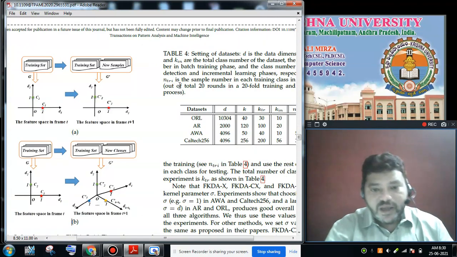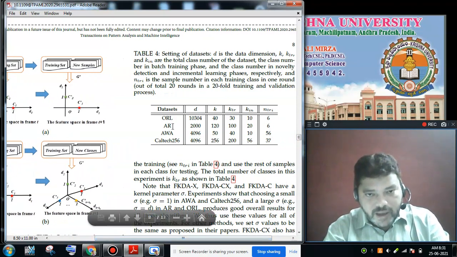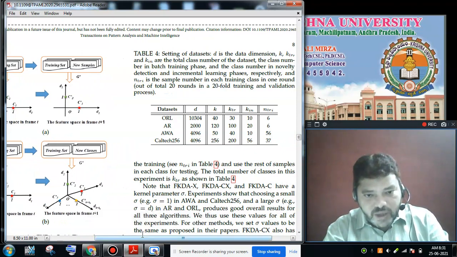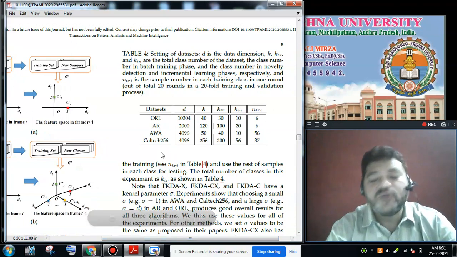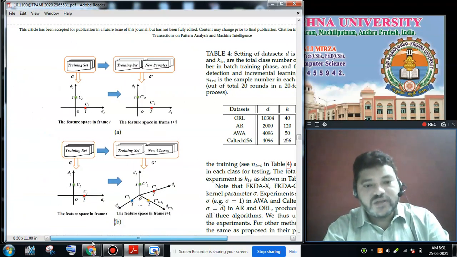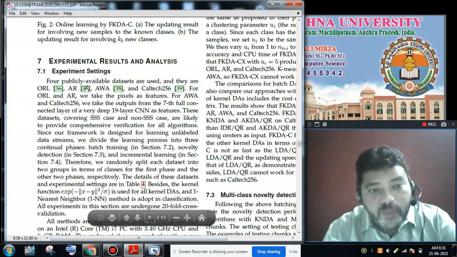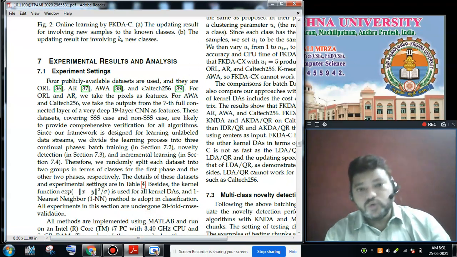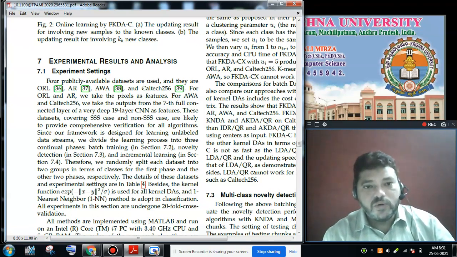In the experimental analysis, these are the data sets they are taking: ORL, AVAWA, and CATEC 256. These are the four data sets they are taking. And of course, they have said that these data sets are publicly available. Four publicly available data sets are used. That means it is now your part to go and find these data sets. As they said, they are publicly available, so why can't we go and download them?